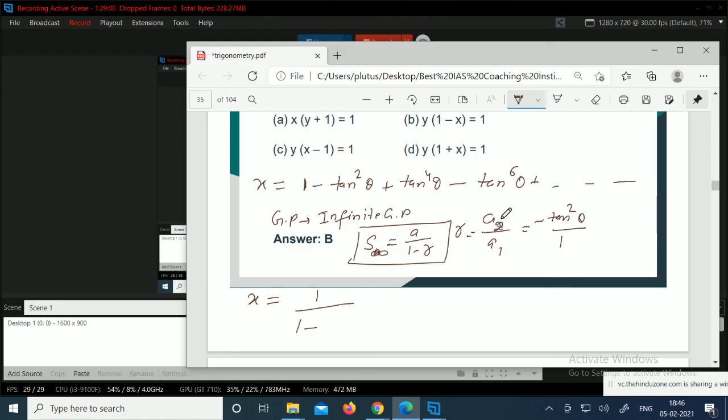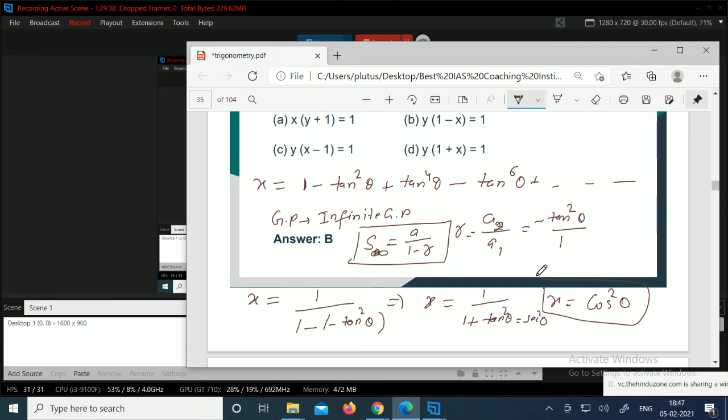Are you getting this? If I substitute the R value here, minus tan square theta, then x is equal to 1 upon 1 plus tan square theta, and we can say 1 plus tan square theta is equal to sec square theta. So we can say x is equal to cos square theta, because this is equal to sec square theta, and sec square theta is converted into cos square theta. The value of x is equal to cos square theta, isn't it?